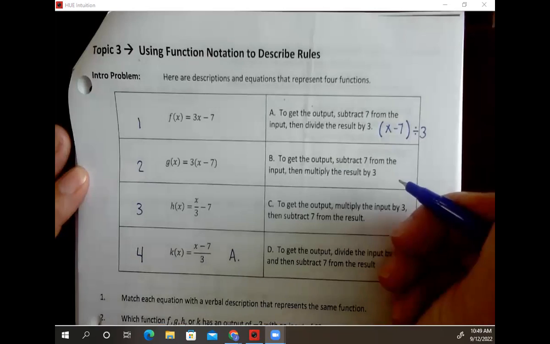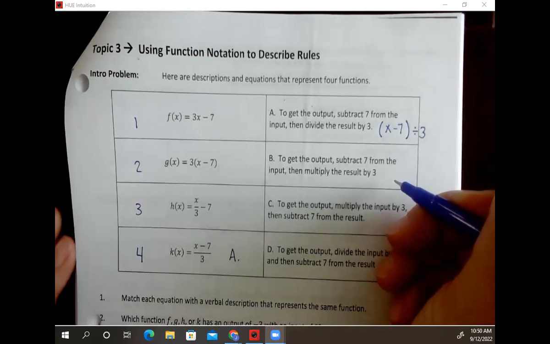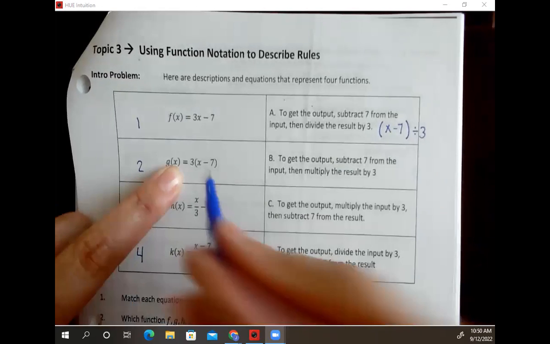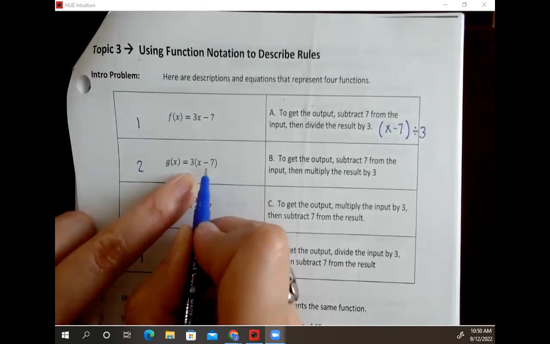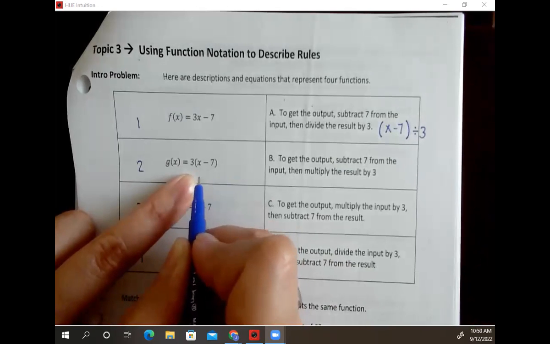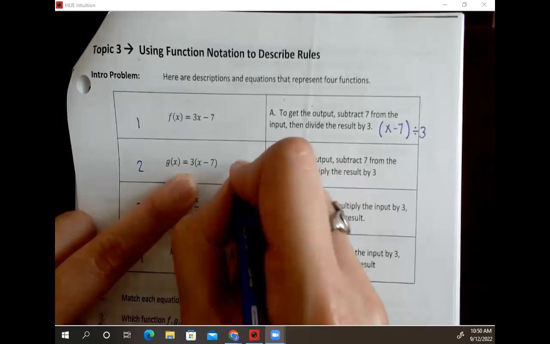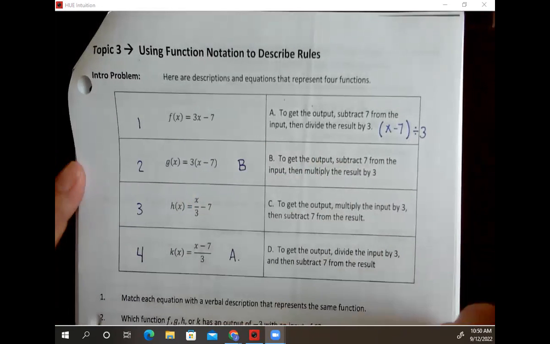B, to get the output, subtract 7 from the input, then multiply the result by 3. Which of our functions would match B? Subtract 7 first, then multiply. 2, yeah, those grouping symbols, right? Tell me I want to subtract 7 first. If I didn't have those there, this would tell me multiply by 3, then subtract 7, because I would be relying on order of operations. So anytime I want to do something different than order of operations, I need to make sure I'm using those grouping symbols.